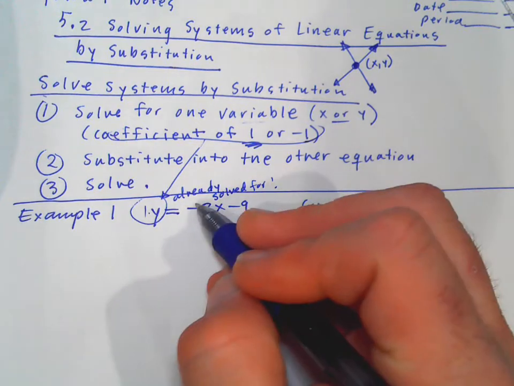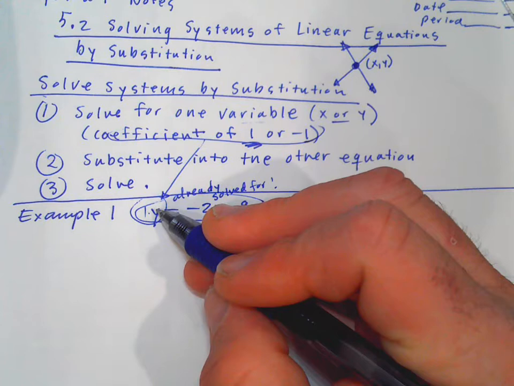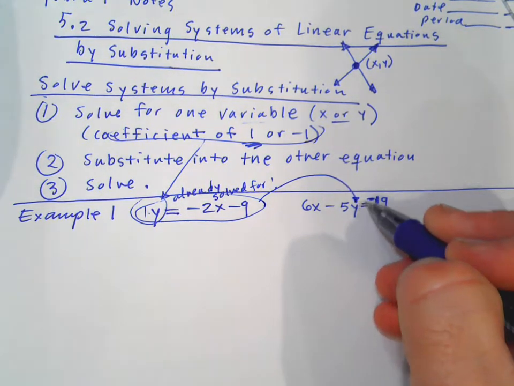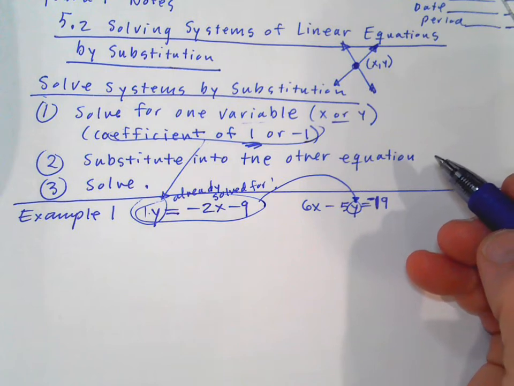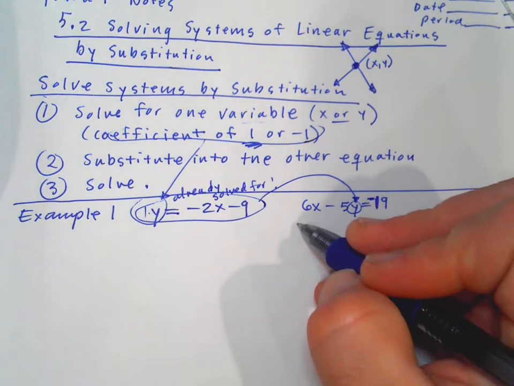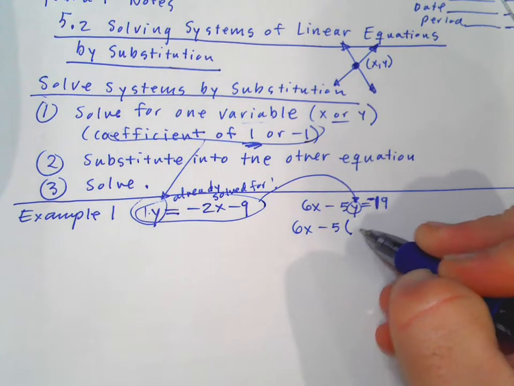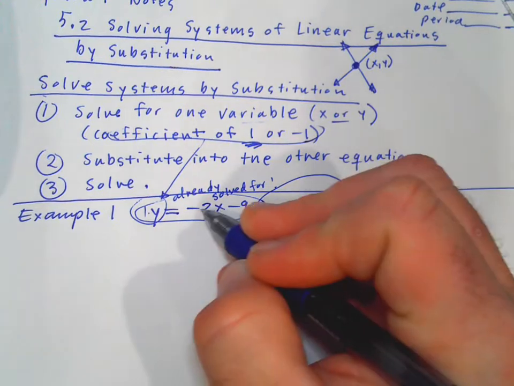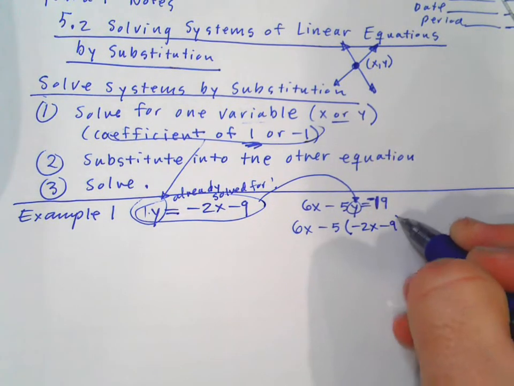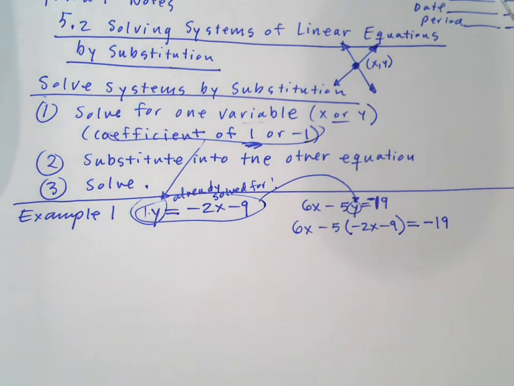So we're going to plug this, substitute into the other equation. So whichever letter you got by itself in one equation, you're then going to put it into that letter in the other equation. That's called substitution. That's the whole name of this process. So we're going to rewrite it: 6x minus 5. And I'd always put this in parentheses. I'm going to replace the y with negative 2x minus 9. Everything else is going to be the same. So I'm just replacing the y.